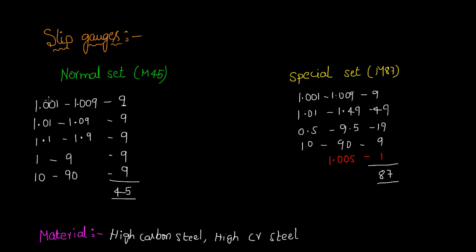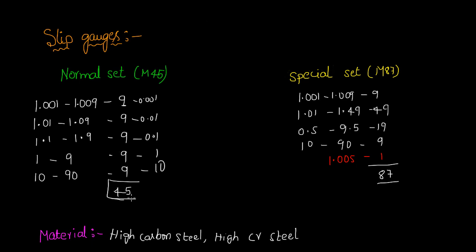The step size here is 0.001. Here the step size is 0.01. Here the step size is 0.1. Here it is 1. Here it is 10. That means 1.001, 1.002, and so on. Likewise, there are nine pieces having 0.001 step size and nine pieces having 0.01 step size, and so on. The total number of pieces is 45.